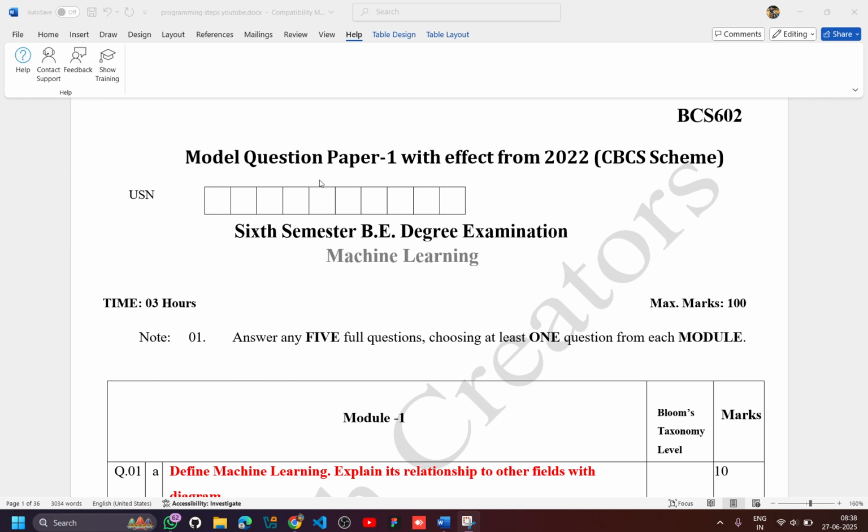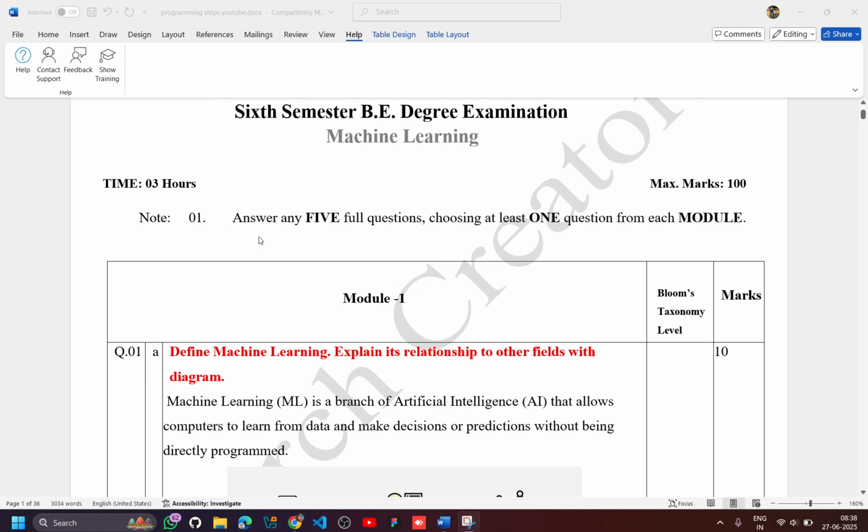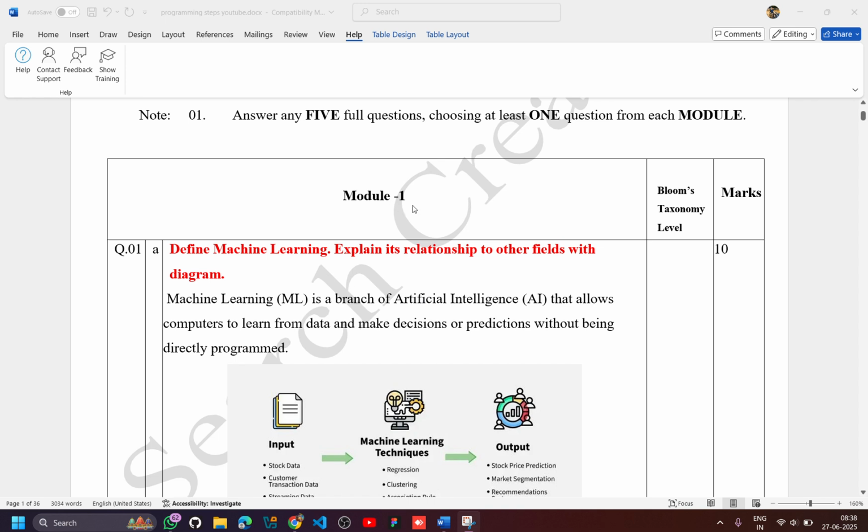In this tutorial, we are going to discuss the model question paper 1, with effect from the 2020-22 scheme. You can see the subject code here, BCS602, the 6th semester BE degree examination. The subject is machine learning. Answer any 5 full questions, choosing at least one question from each module. First, look at module 1.